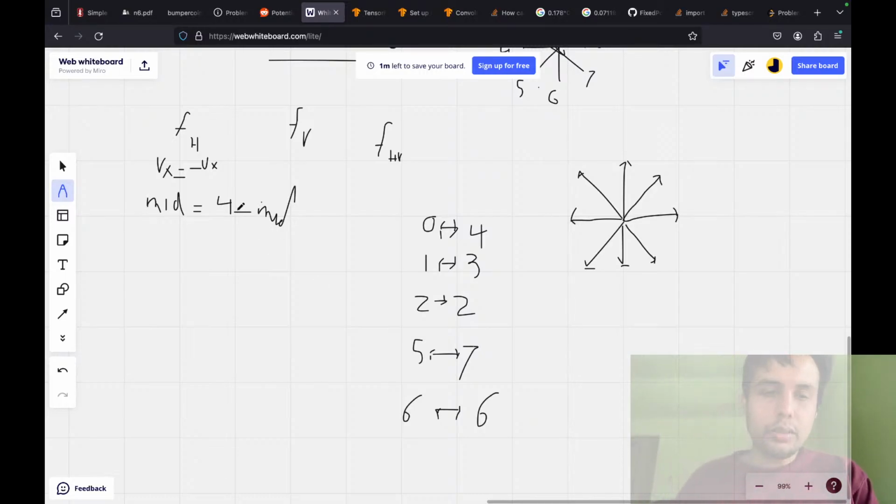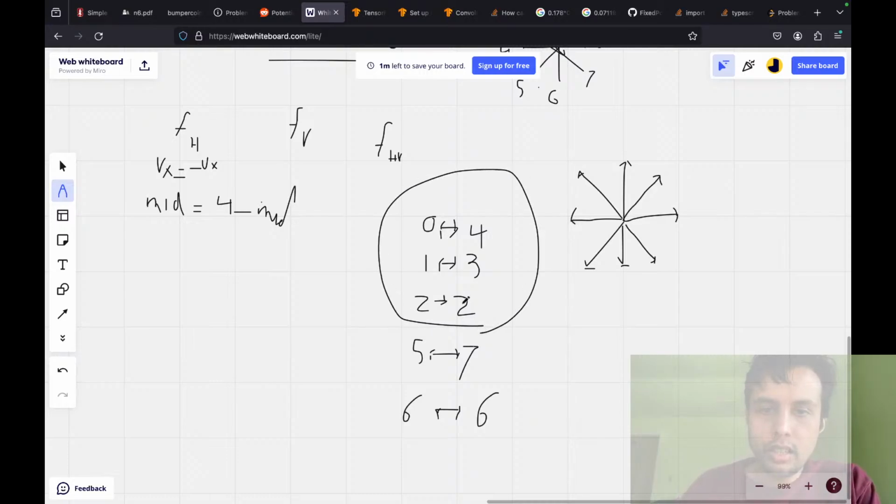So 4 minus mid supports all of these. 4 minus 0 is 4, 4 minus 1 is 3, 4 minus 2 is 2, and vice versa, 4 minus 2 is 2, 4 minus 3 is 1, 4 minus 4 is 0. So that kind of works. But then here, 4 minus 5, these are the problematic ones, the southern hemisphere, right? So let's think about it differently. Or can we do some mod stuff?